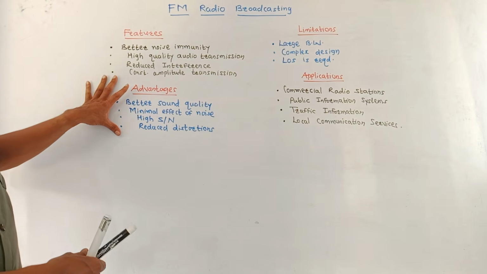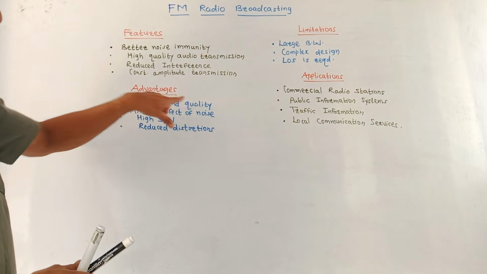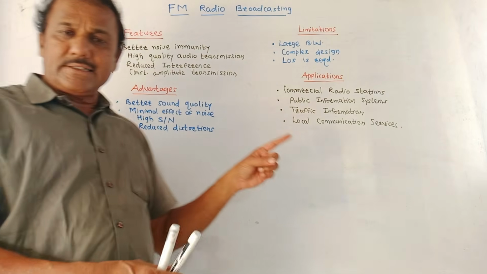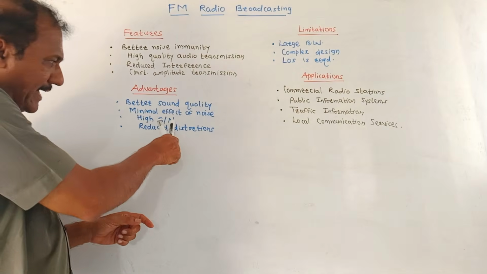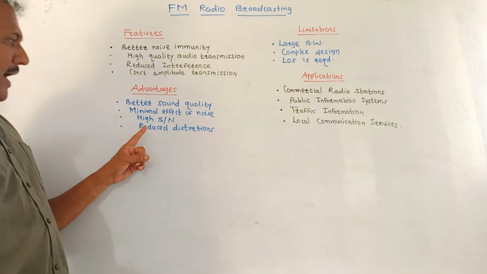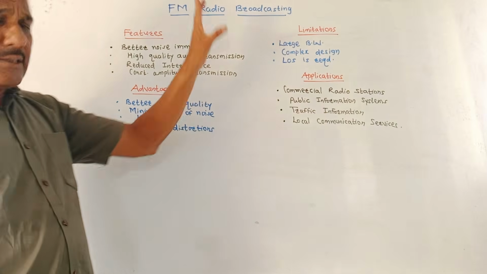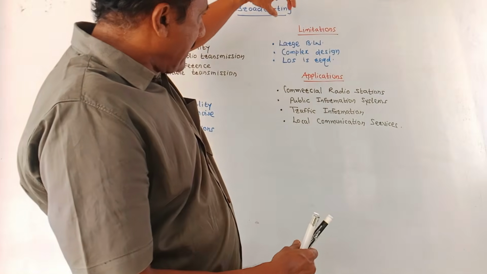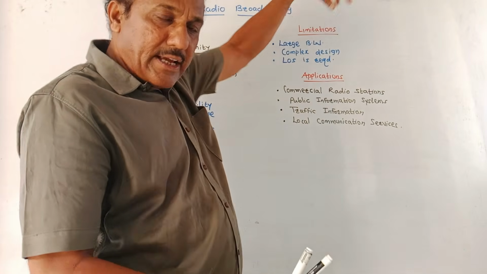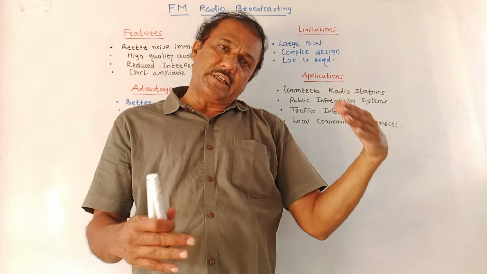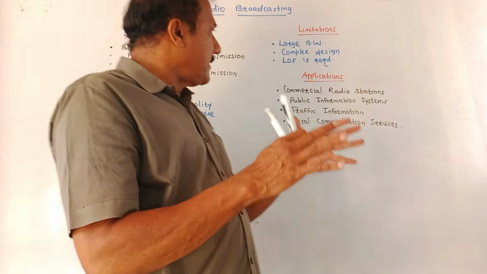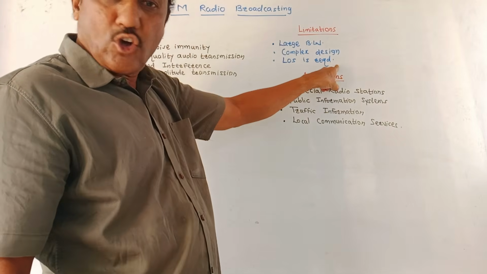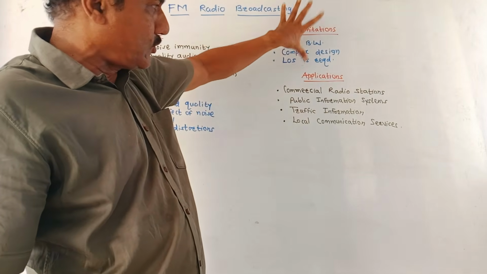Then advantages, as we discussed, it provides better sound quality, there is a minimal effect of noise, and it provides high S/N ratio. S/N stands for signal to noise ratio, and reduced distortions. There are of course certain limitations. The major limitation of this system is that it needs larger bandwidth. Then the design is complex, especially the receiver design, and LOS, that is line of sight communication, is always required. So these are a few limitations of this system.